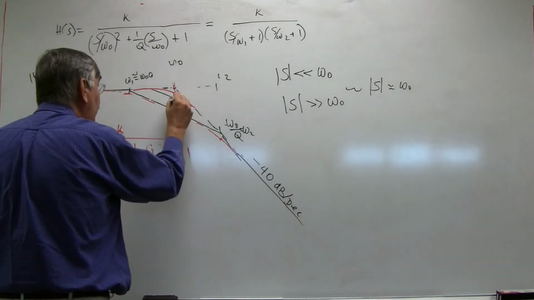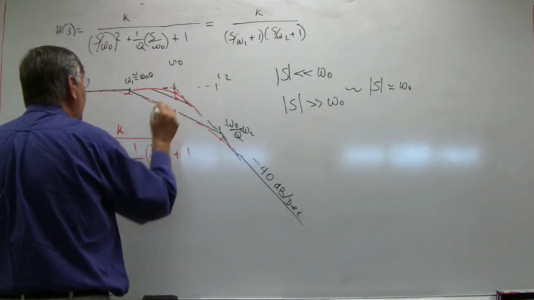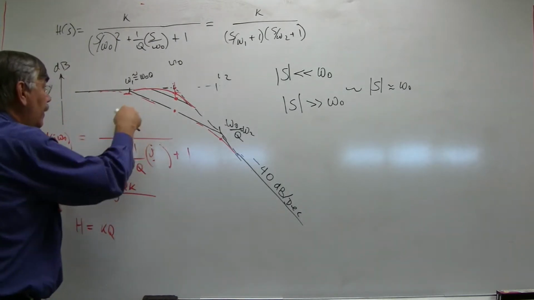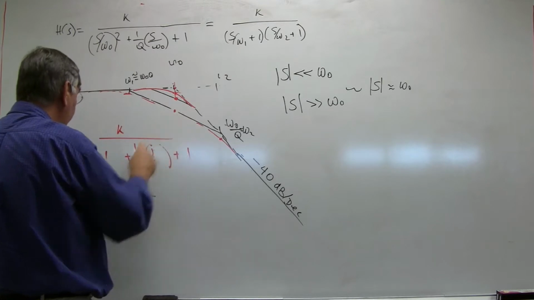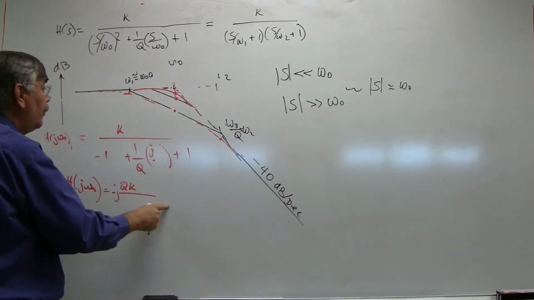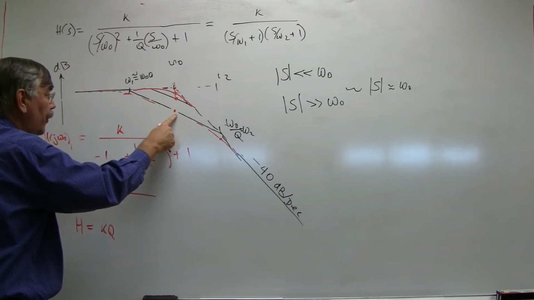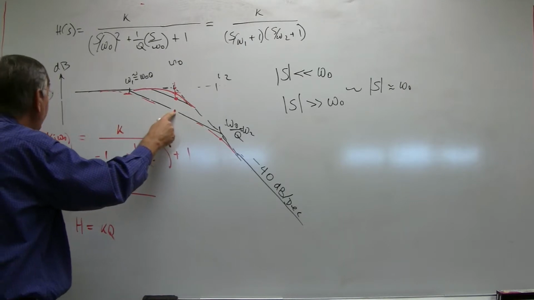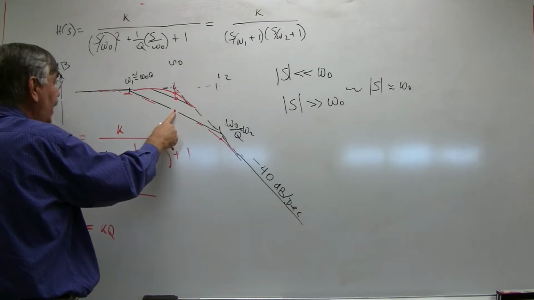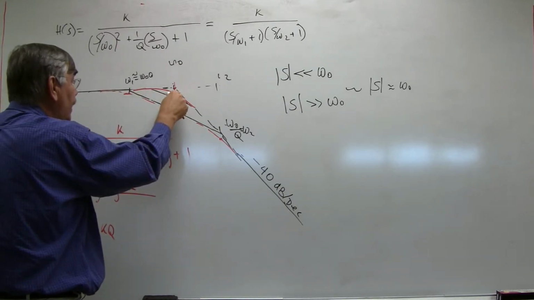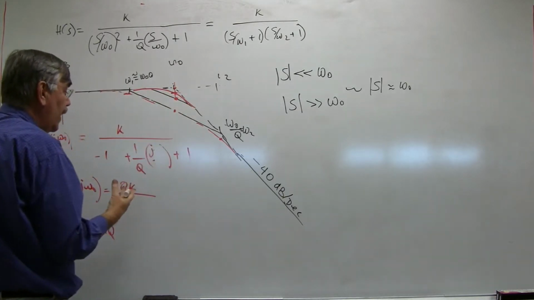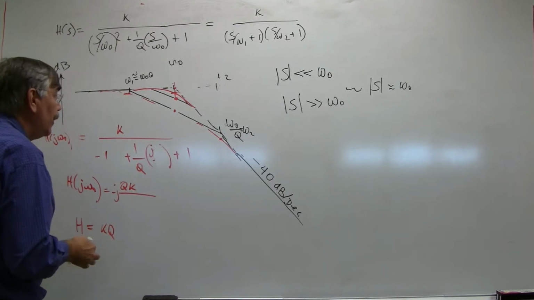If we evaluate for any value of omega naught, then the value at s equals omega naught is just q times whatever it was before. These are for q much less than a half, so these numbers are much less than a half k on the log scale. When the two are equal, this should be 6 dB low, or a factor of 2 low, because q is equal to a half.